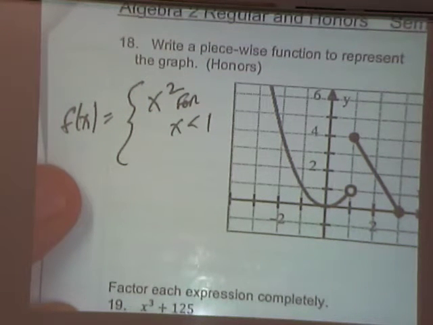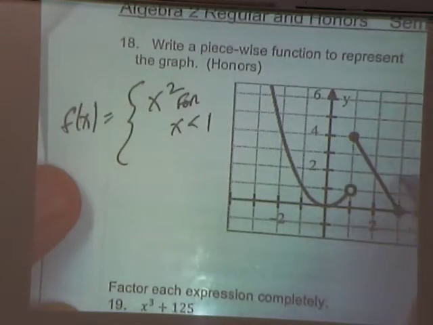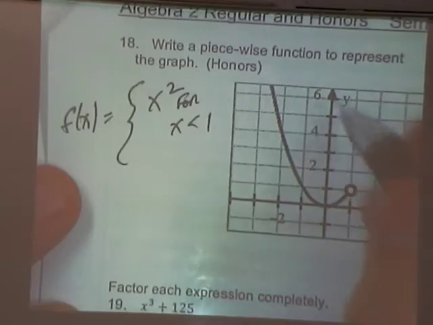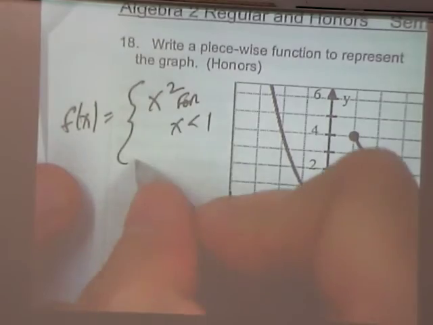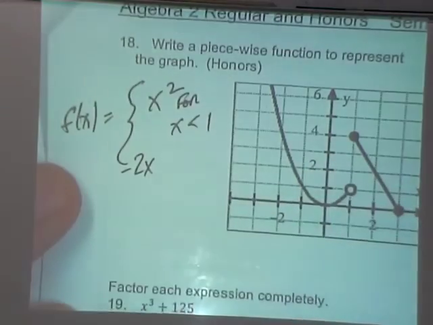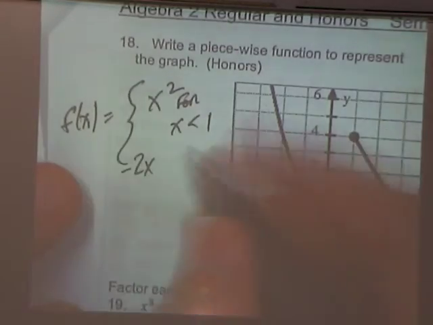Okay, the right-hand side. Linear, right? What's the slope? Up 2 over 1? Up 2 over 1 is definitely negative, right? So negative 2 is my slope, so I know it's going to be negative 2x. Where would it cross the y-axis? It'd be 6, wouldn't it? Negative 2x plus 6.